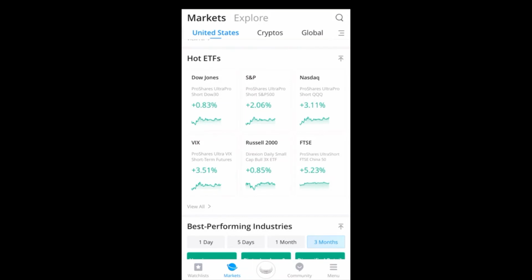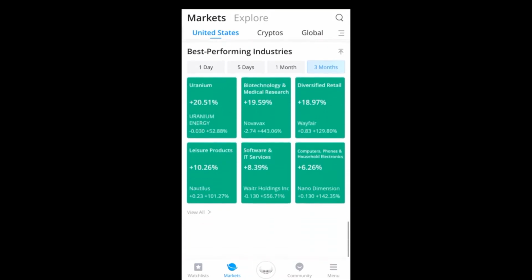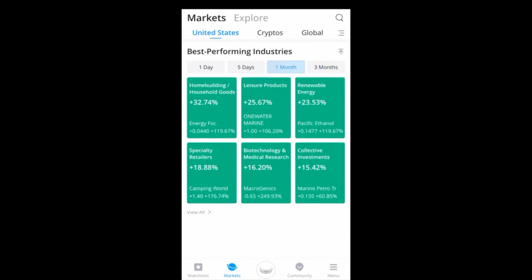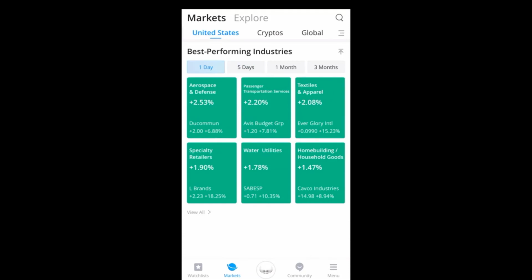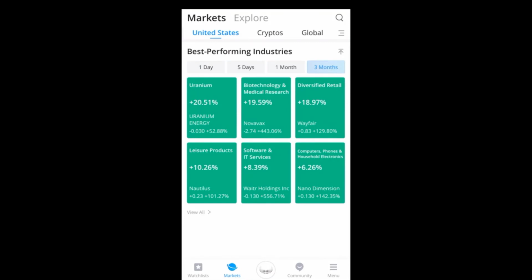You can also see the best performing industries. Right now, 3 months is selected. So over the past 3 months, uranium, for some reason, is the best performing industry. That's really interesting. Over the past 1 month, it was home building and household goods, which is the leader at 32%. Over the past 5 days, passenger transportation services up 18%. And over the past day, aerospace and defense up 2.53%. So we have aerospace in 1 day, and we have uranium over 3 months. Not making any connection there, but hey, maybe I should.